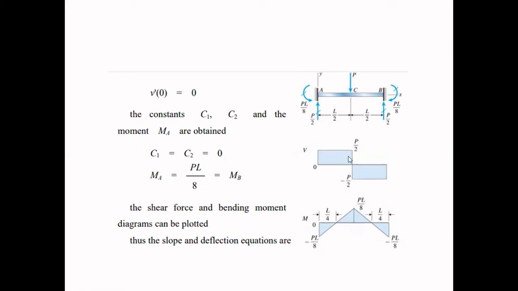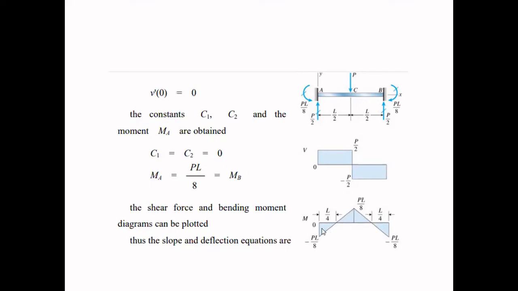Now we can clearly see the bending moment for this. It is PL by 8 maximum over here and PL by 8 maximum negative over here. This portion is giving the maximum positive bending moment and this portion is giving the maximum negative bending moment. So maximum positive bending moment will be this one, sorry, this one, and maximum negative will be this one.